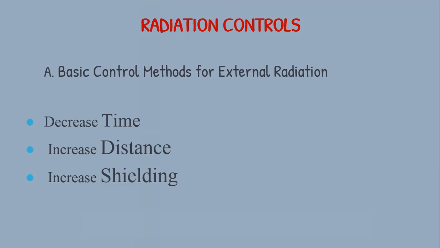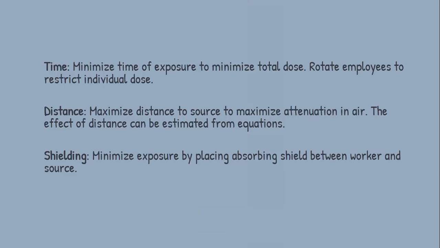as controlling. The basic controlling method for external radiation is by decreasing the time, by increasing the distance, and by increasing the shielding. In this way we can control the radiation. So we can control the radiation in the form of time, distance, and shielding.